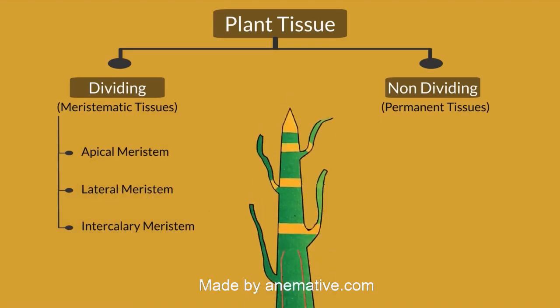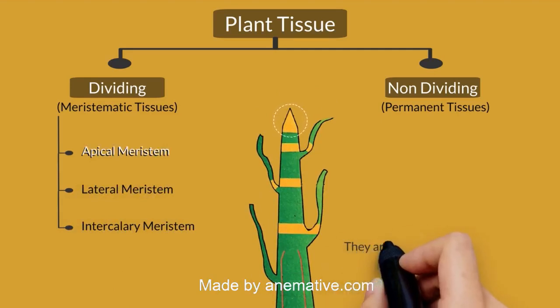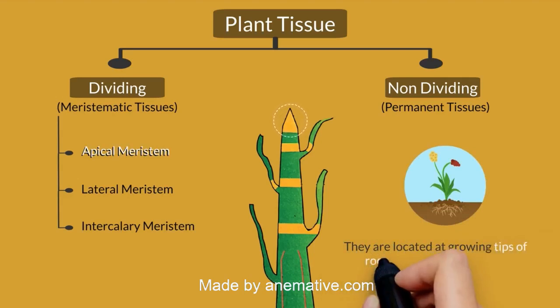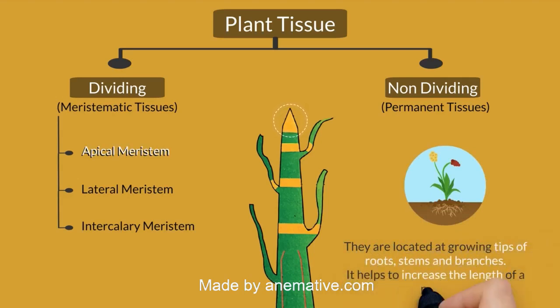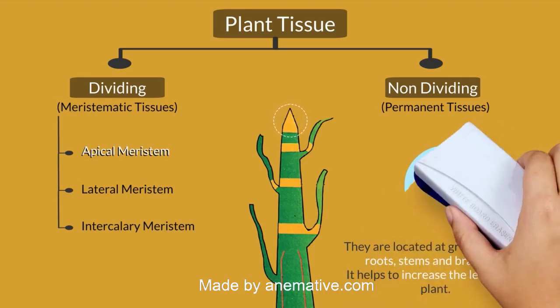To make it easy to understand, let's start from the top of a plant. Apical means apex or top. Apical meristem is located at the growing tips of roots, stems, and branches. It helps to increase the length of a plant.